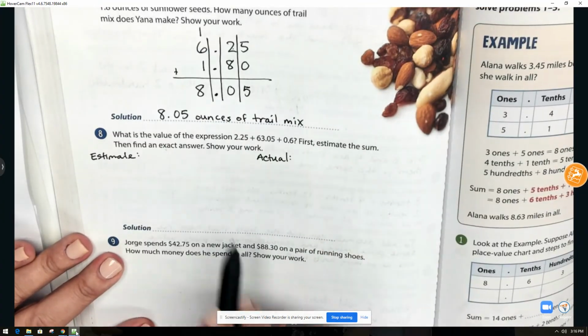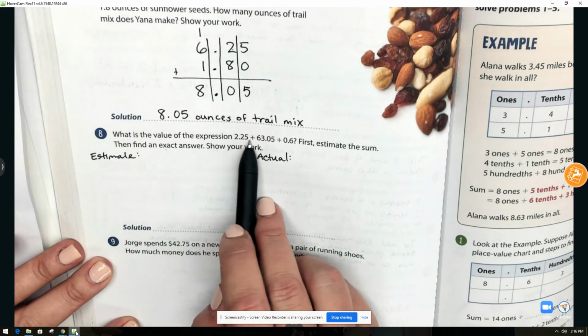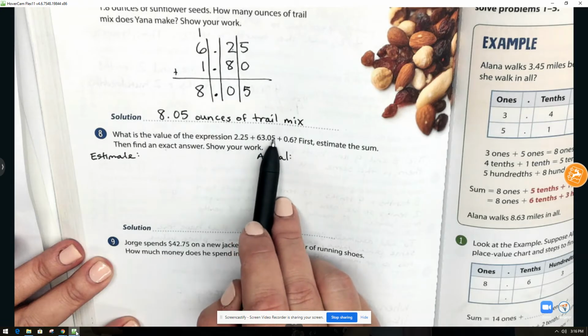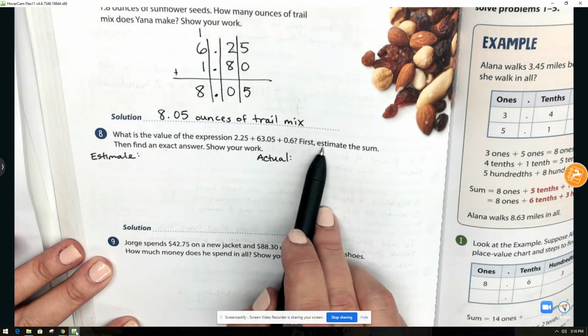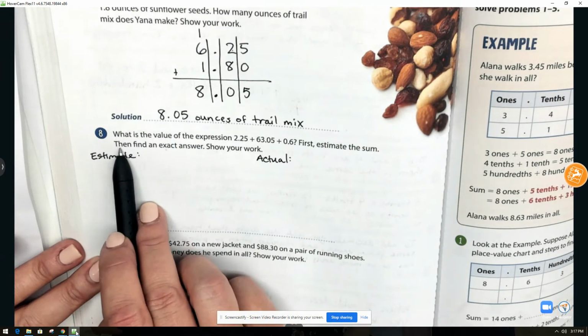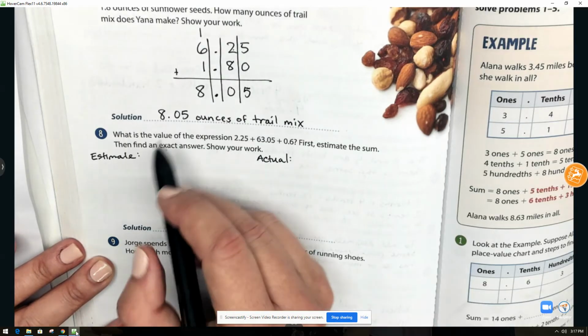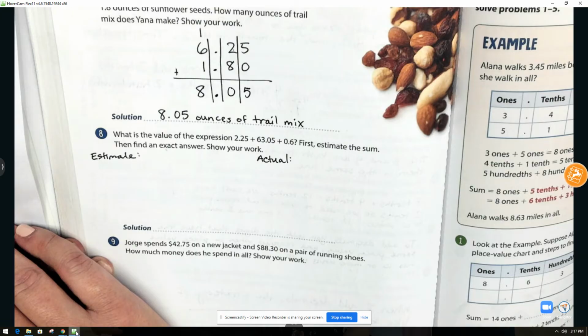Okay, so now I'm going to do number 8. Number 8 says, what is the value of the expression 2 25/100 plus 63 5/100 plus 6 tenths? First, estimate the sum. Then find the exact answer. Show your work. So I'm going to estimate by rounding each of these to the nearest whole number.